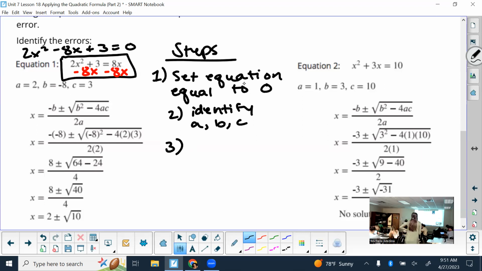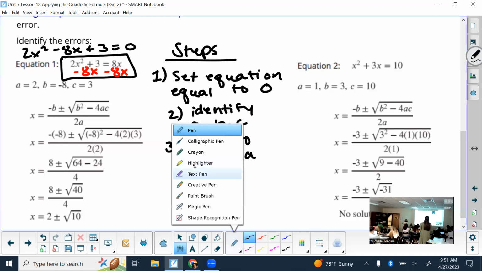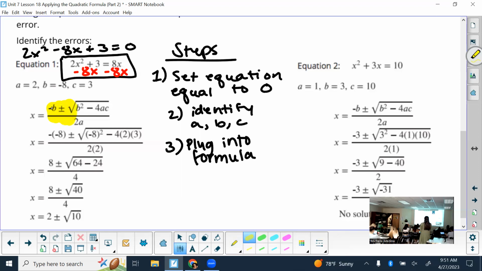After we know what A, B, and C are, we can plug them into the formula. Am I making you memorize that formula? No, I am not. I'm not making you memorize it. That's what it is. Plug it in, make sure you use parentheses. Did they plug it in the right way? Yes. So let's see, -b plus or minus the square root of b squared minus 4ac over 2a. Looks good to me. And they have parentheses in all the right spots.